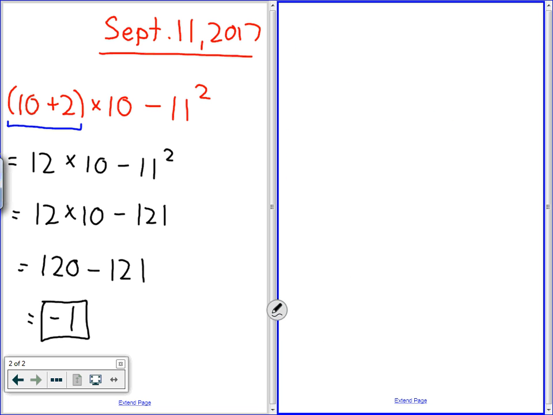Fraction. Today is September 11th, 2017.